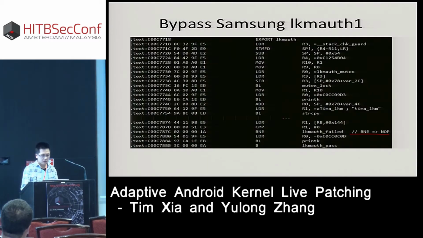This is how we bypass Samsung's kernel module authentication. You can see that above the red line, there is a jump. It's a B.NE jump. So we just change this line of instruction to a NOP, so it will go directly to the instruction below, and the kernel will be treated as allowing the loading.